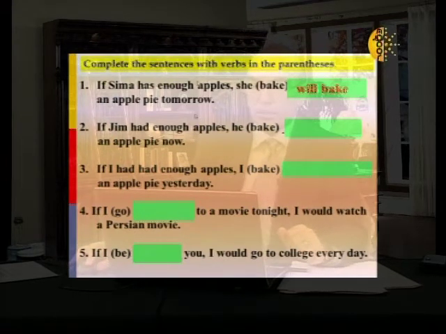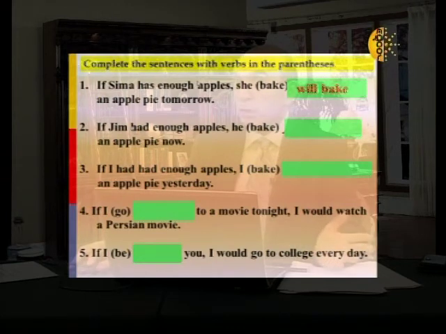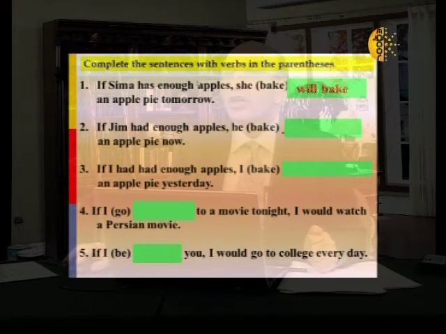Sentence number 2. If Jim had enough apples, he blank an apple pie now. Now, which one will you say? If Jim, the name of a person, had enough apples, he blank apple pies now. What do you say? He will bake apple pies now? He is baking apple pie now? He would bake apple pie now? Or he would have baked apple pie now? Which one is the correct answer? But you need to look at both sides of the sentence.